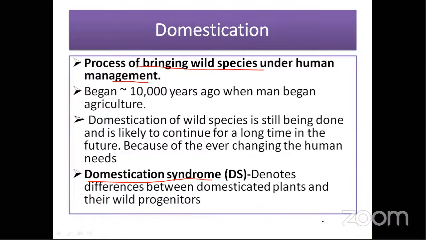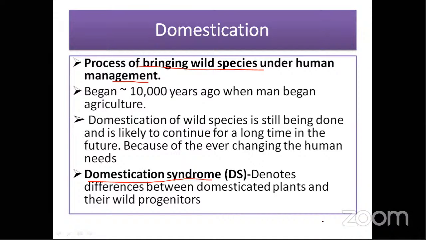So domestication syndrome tells about the characters. Whether in India, Australia, or Africa, everywhere human beings are there. So let's take the example of rice. How would rice have evolved, or how would maize have evolved?